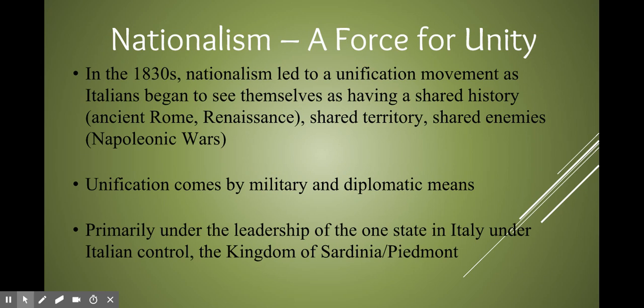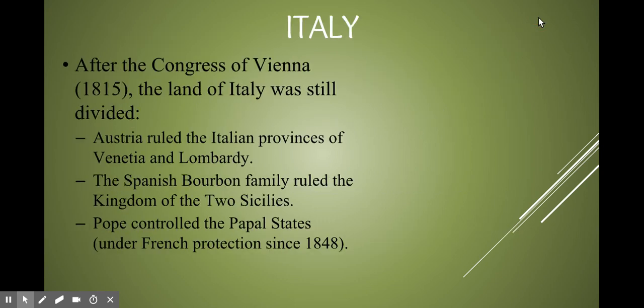Italy is going to undergo a few nationalist movements beginning in the 1830s. And we would see that happen again in 1848. This was part of those failed revolutions. We would see Italy unite by both military force and diplomatic means, and they would come under the control of the Kingdom of Sardinia. And we'll kind of get into how that happens.